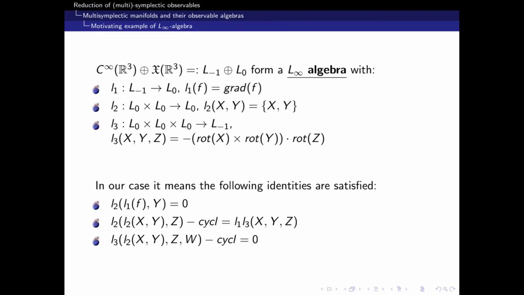Okay, so the important thing, the basic idea, is we have the vector fields and they don't quite form a Lie algebra, but the degree to which they don't form a Lie algebra is measured by a smooth function, and we have somehow the algebraic structure to encode this with the unary bracket L1, which is just the gradient, binary bracket, ternary bracket, etc.